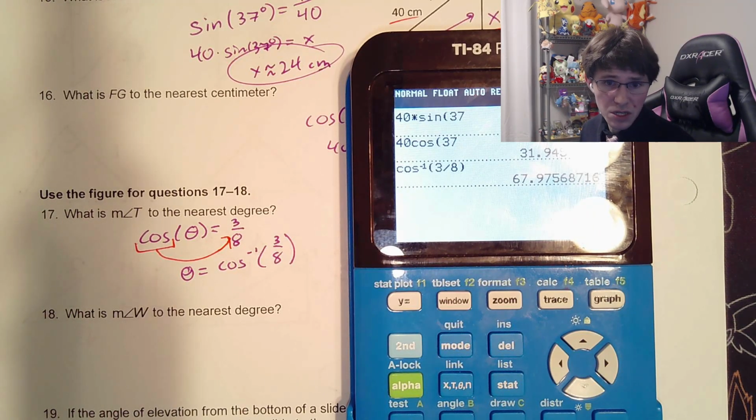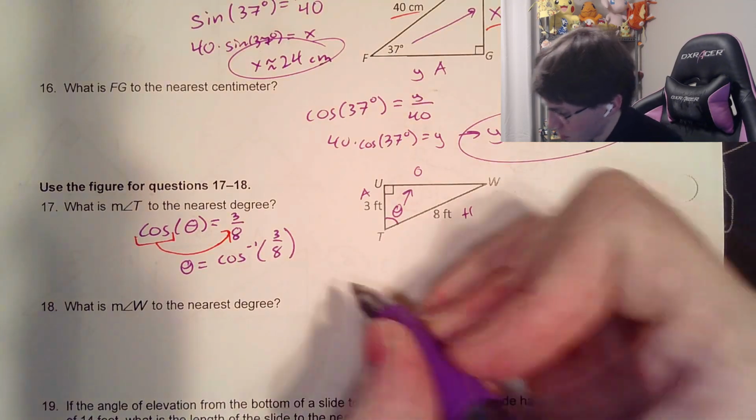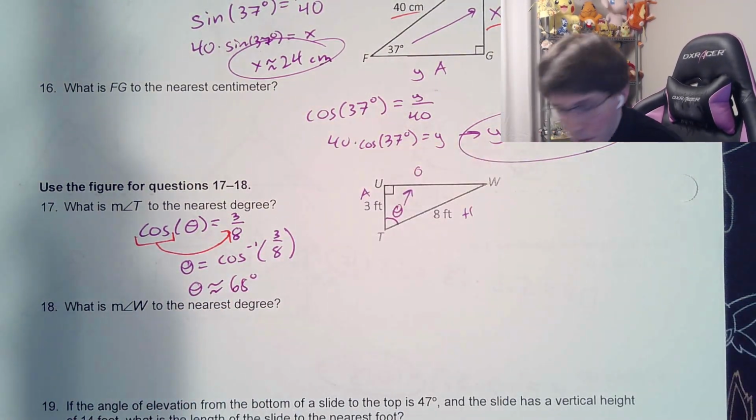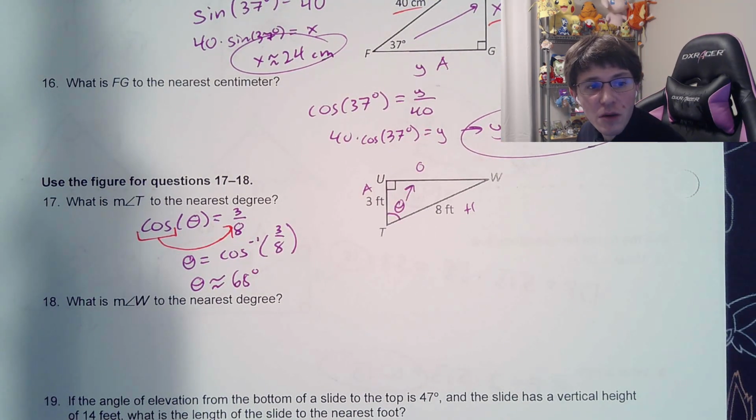Nearest degree, so 68, I guess. That's what they want us to write. So theta is approximately 68 degrees. Okay, what is the measure of angle W to the nearest degree?